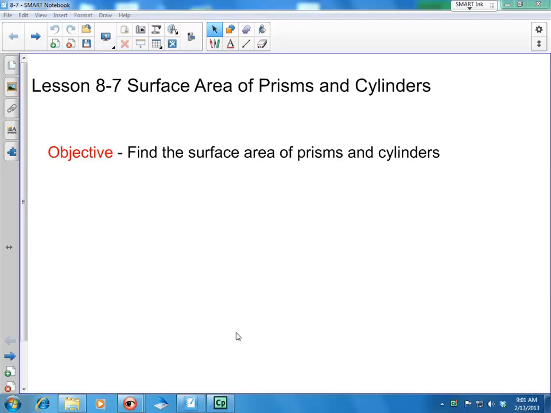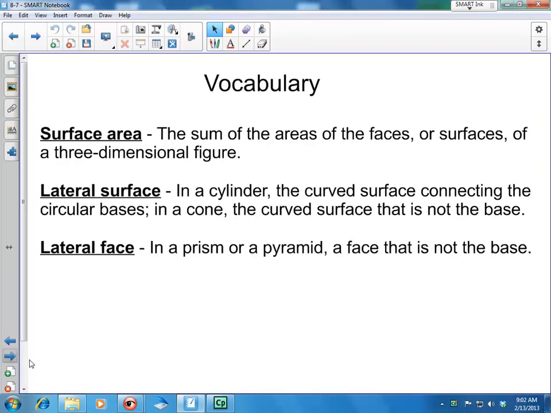Alright, today we are going to be talking about Lesson 8-7, Surface Area of Prisms and Cylinders. We do have three vocabulary words: surface area, lateral surface, and lateral face. The surface area is the sum of all the areas of the faces, or surfaces, of a three-dimensional figure. So we're going to find the area.